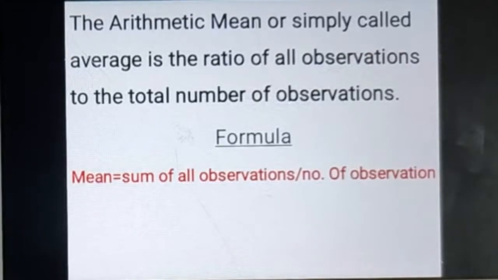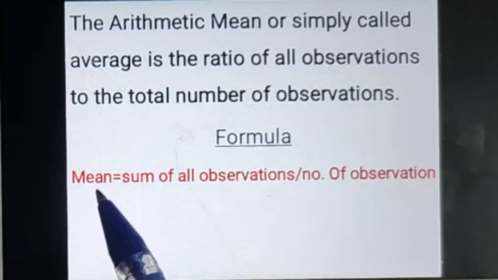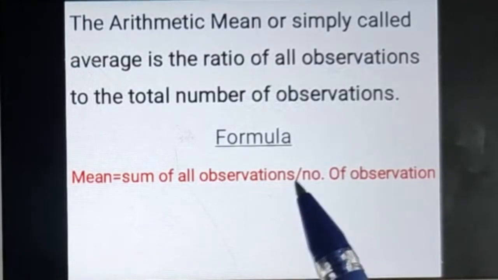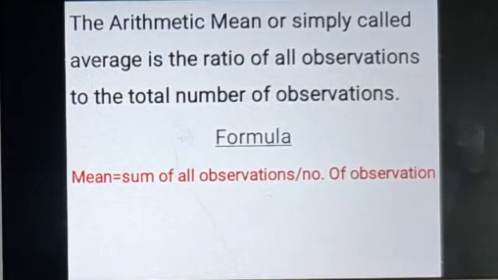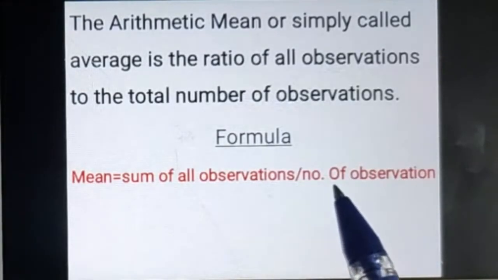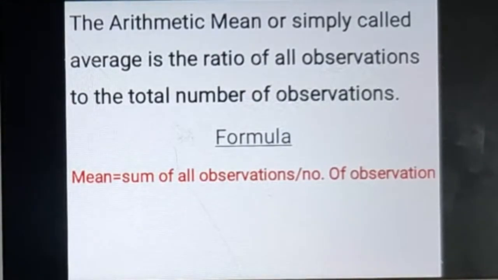Here we have the formula to calculate the mean, which you have to remember, and using this formula we are going to solve the exercise problems given in the book. The formula to find the mean is the sum of all the observations divided by the total number of observations. Sum of all the observations divided by the number of observations will be the arithmetic mean.